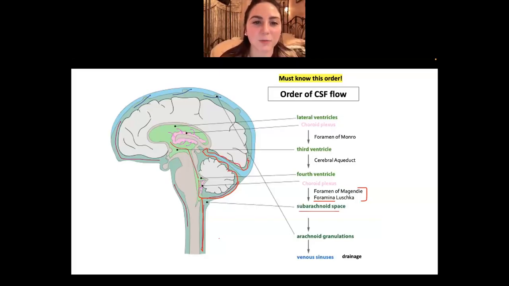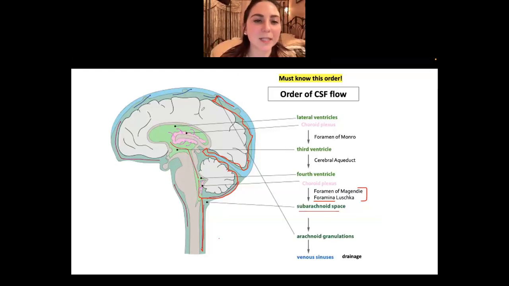So again, we're cushioning, and then it can get absorbed through what's known as arachnoid granulations, which I think I have a better slide to show you what those look like. They're just little areas where it can diffuse through, basically. So once it goes through those arachnoid granulations, now we're in the venous system, the dural venous sinus system. So we're going through the venous sinuses, and now we're draining.